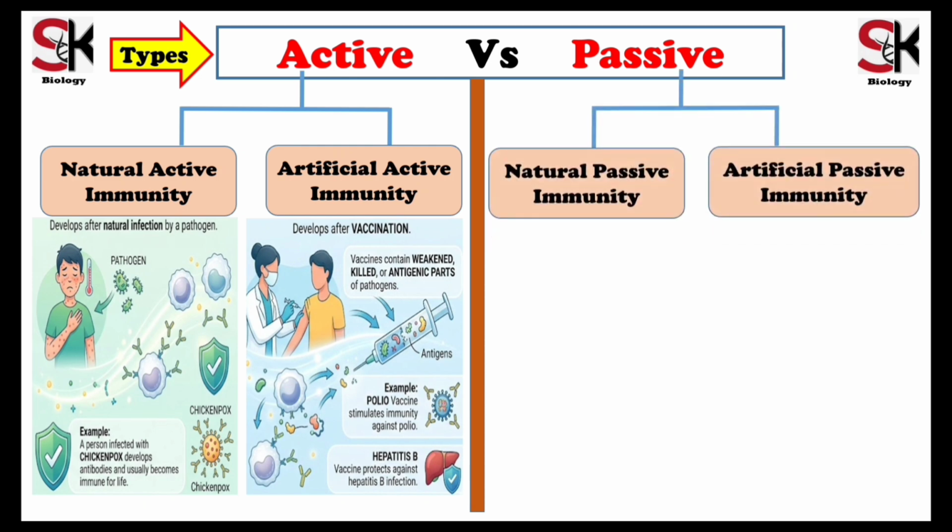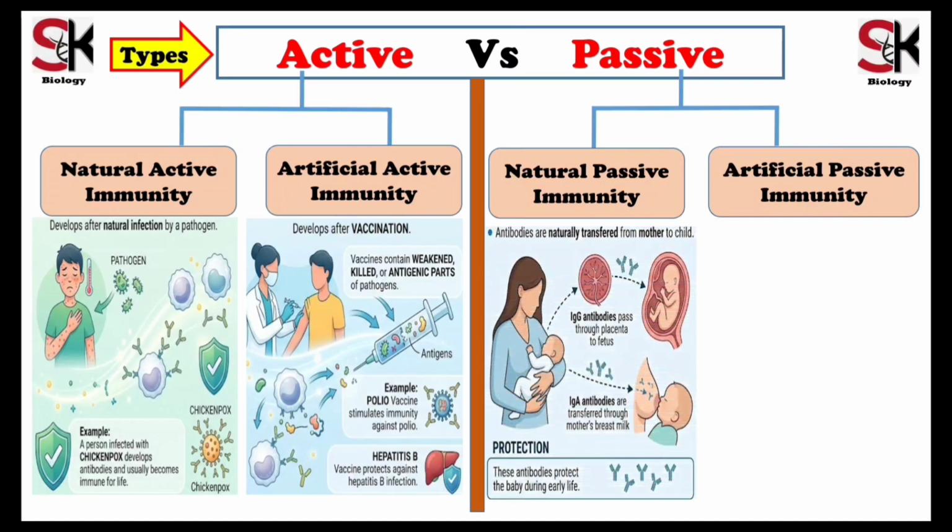In case of passive immunity, it is also of two types: natural passive immunity and artificial passive immunity. In natural passive immunity, antibodies are naturally transferred from mother to child. The best example is IgG antibodies passed through the placenta to the fetus during pregnancy, and IgA antibodies transferred through mother's breast milk. So these antibodies protect the baby during early life.